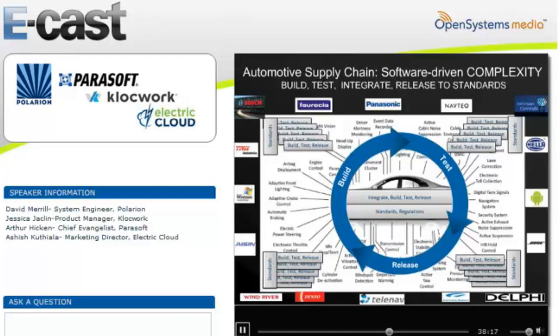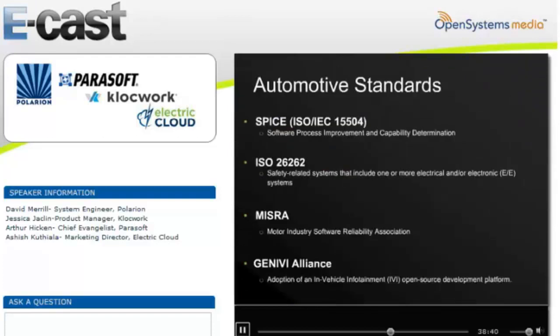And as you can imagine in this ecosystem, as all the components start to flow in, and the auto manufacturer who's sitting in the middle starts to integrate them together, he needs to build, test, and release the software according to the standards and regulations that they have to deal with. So, what are some of the standards? I won't go over these again, but just to give you an idea, we're looking at SPICE, ISO 26262, MISRA, and Geneva Alliance. As I work with some of my customers, most of them are working with these standards, if not all of these standards.